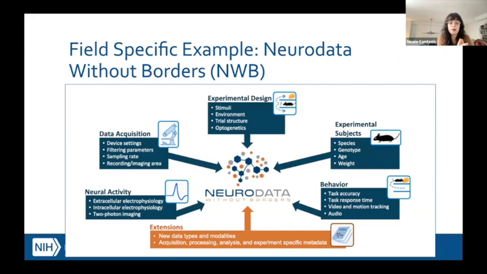So here's a field-specific example of a standard. Now, this is called Neurodata Without Borders, and you can start to see how complicated some standards can be because they standardize how you take in a whole bunch of information. So things from data acquisition, so they standardize how you note device setting, your filtering parameters, your sampling rate, your recording and imaging area. But they also standardize how you take notes on your experimental subjects. What's the species, what's the genotype, what's the age, what's the weight? Each of these pieces of information are subject to a standard.